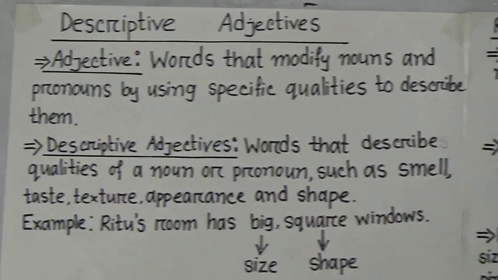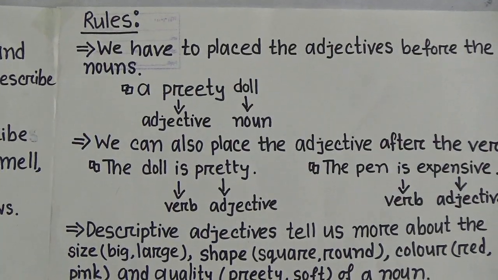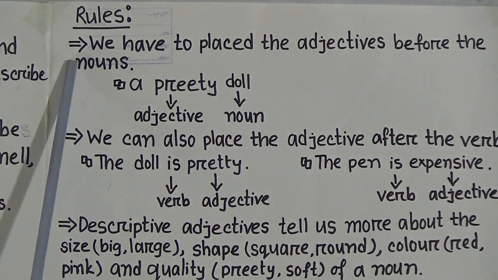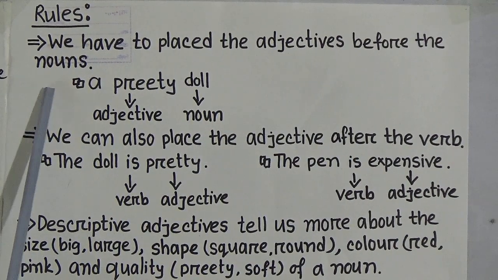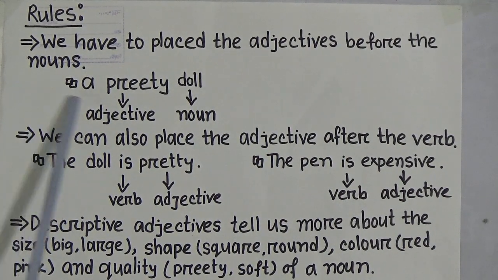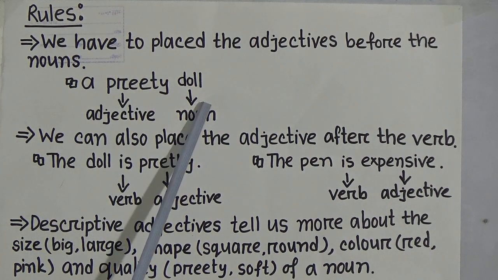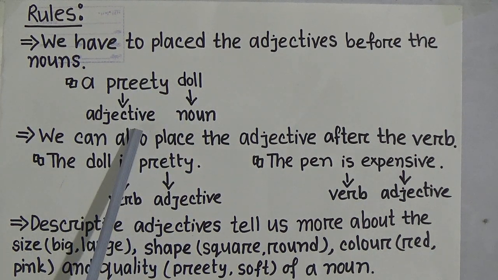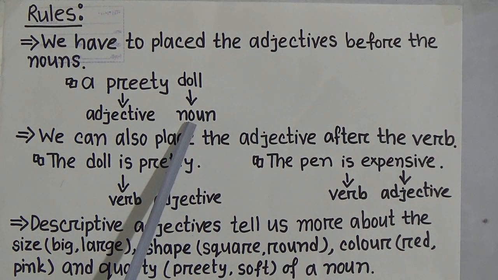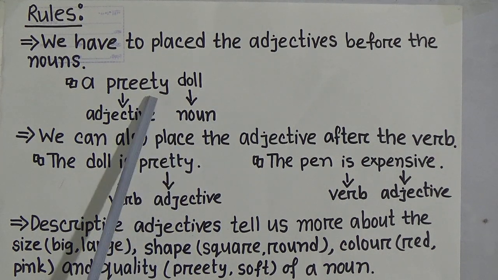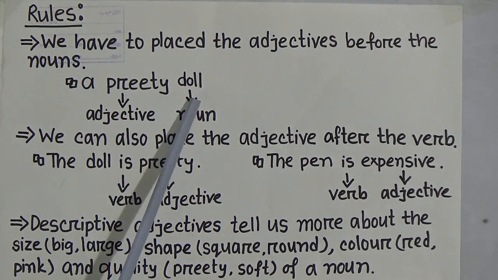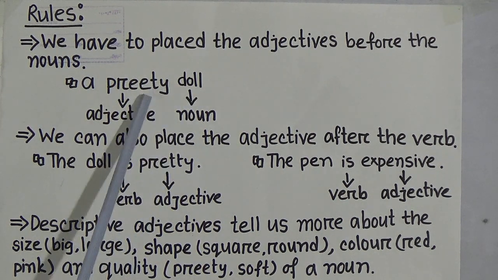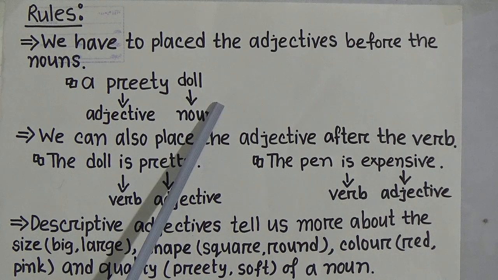So, you have to know the rules of these adjectives. First, we place the adjective before the noun. For example, a pretty doll. Here, pretty is the adjective and doll is the noun. And we use the adjective before the noun. So, if you ask how is the doll, you will find the answer: pretty doll or ugly doll.